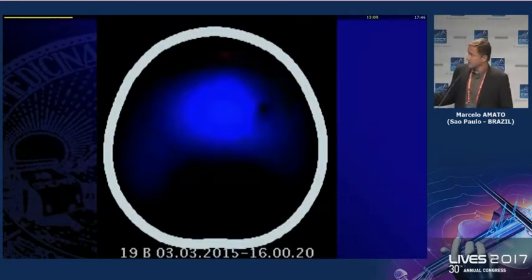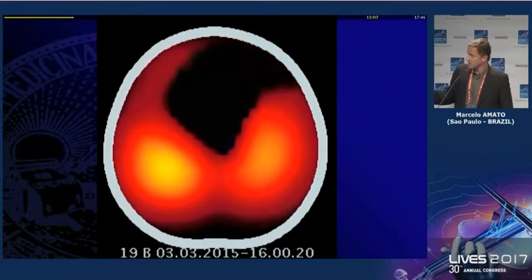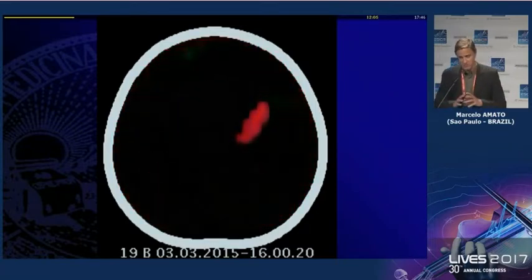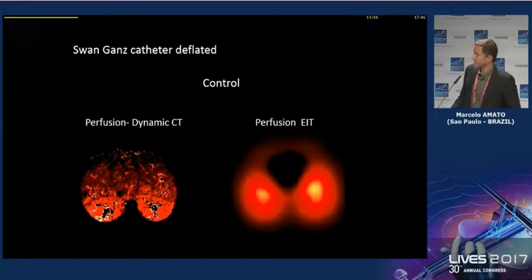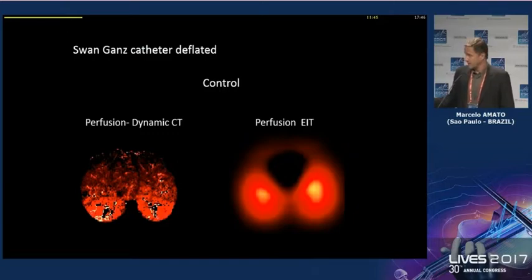Nowadays, to separate the cardiac phase from the lung phase, we have a special procedure that gives us the map of perfusion just in red, separated from the heart phase. In some validation studies, we compared CT perfusion, for which you need lots of radiation, lots of contrast and a very fast machine, with EIT.